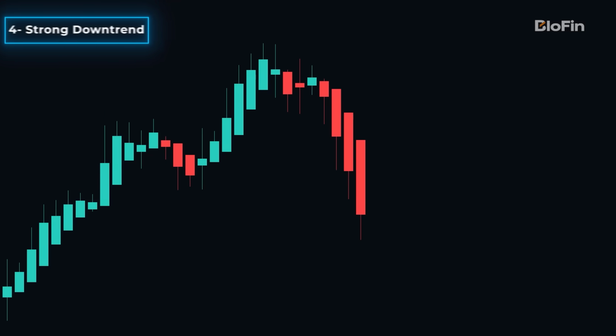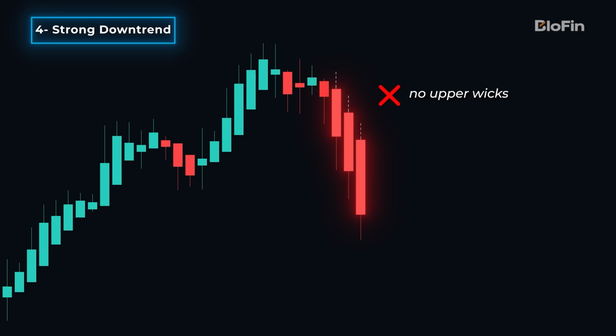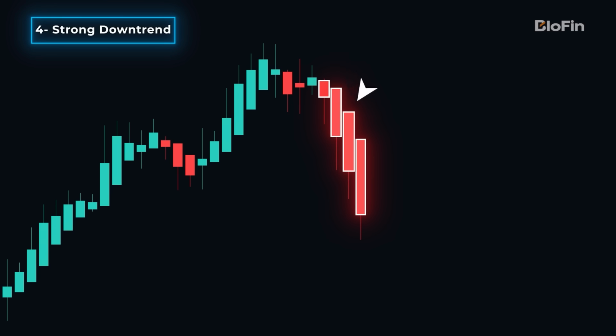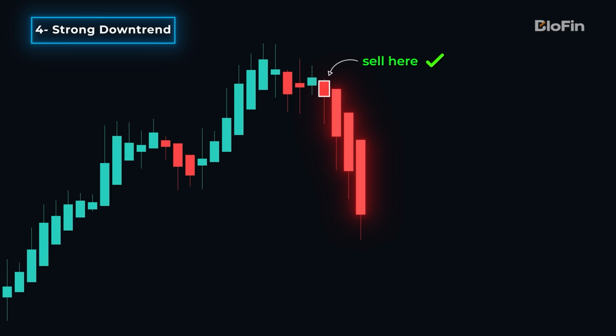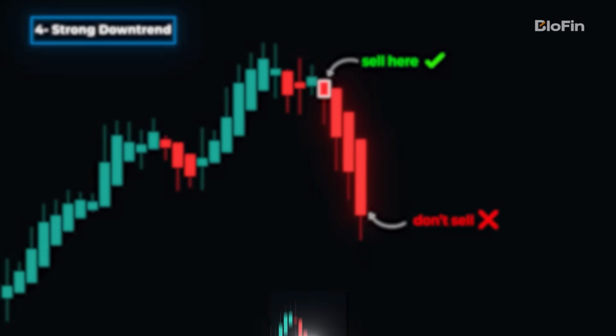Number 4. Strong downtrend. In a strong downtrend, we have a set of bearish candles with no upper wicks. The body of each candle starts to grow larger in size, showing that the downtrend is gaining momentum. A strong downtrend shows that if you already have a sell position running, it's best to hold it, as the trend hasn't shown signs of slowing down yet. But remember, the ideal entry is when the candle body is still small, as there's more potential downside move. Avoid opening sell entries on large candles because most of the move has likely played out. Again, I'll show you how to catch early entries like this later in the strategies part.